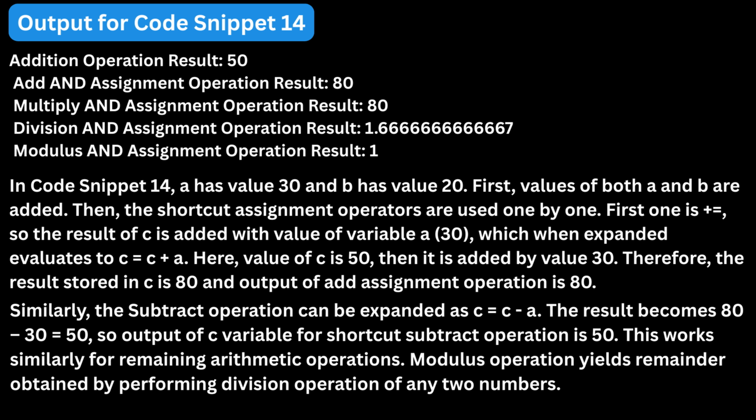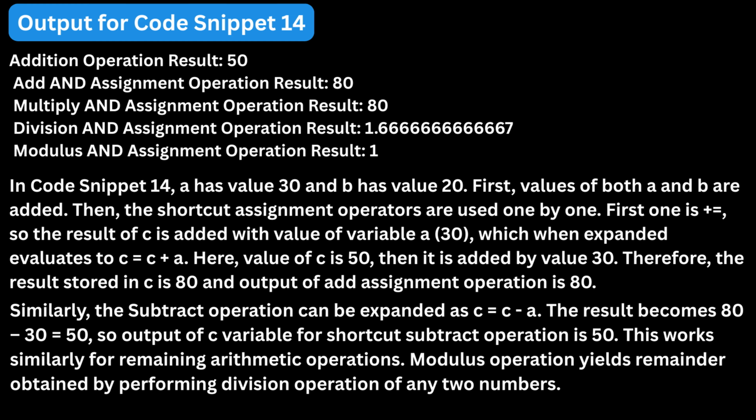Next in the output is the multiply and assignment operation result, which shows 1500. At this point, C is equal to 50. The operator multiplies that value by 30, resulting in 1500. This new number becomes the updated value of C, demonstrating how multiplication assignment works in PHP.